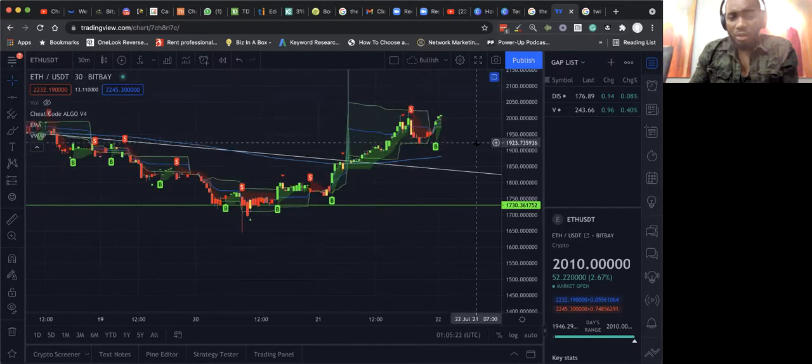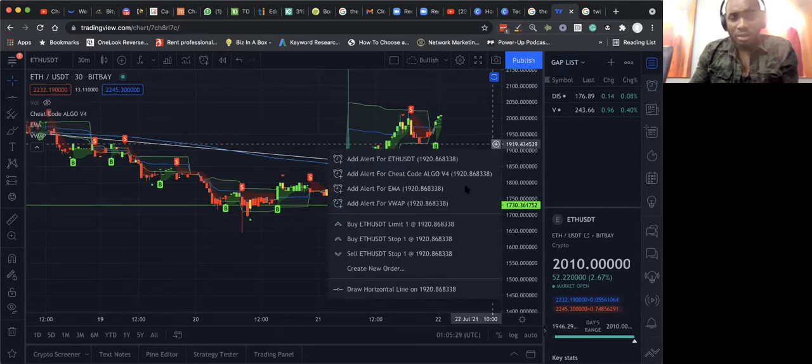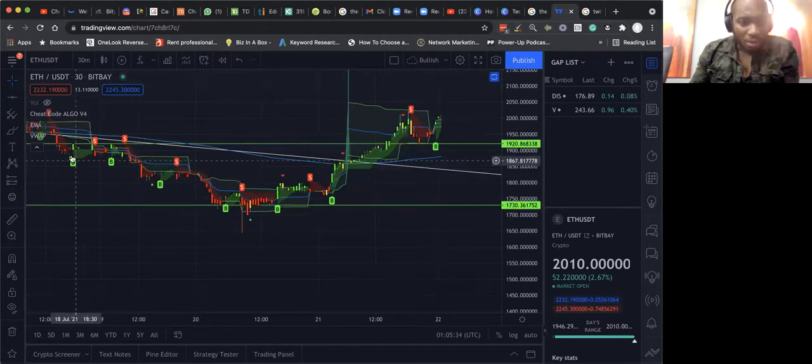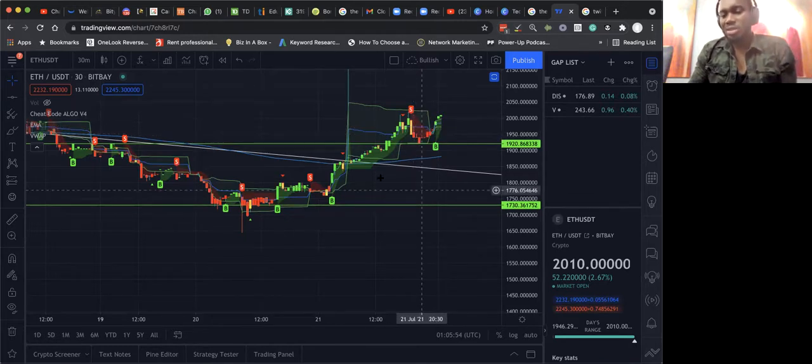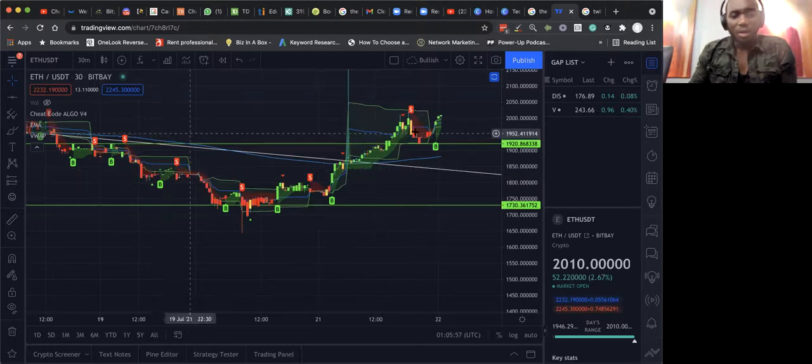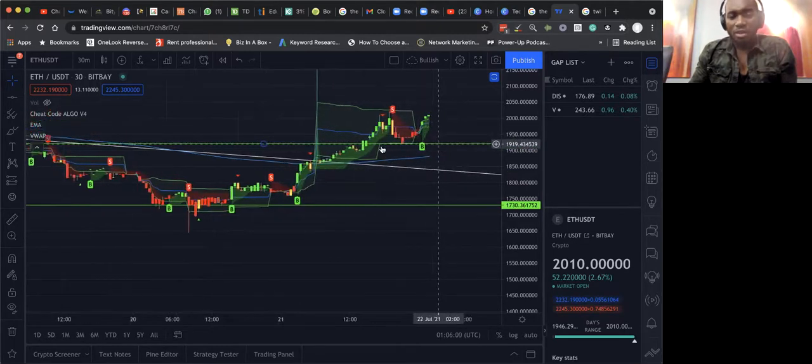Now, how about we put another line right here? Since we have what looks like a support at $1,920, because that support was resistance at some point earlier, on the 18th of July, about 3 days ago. That was resistance, and now we've broken right through it. And Ethereum is trading at 2010. Let's go. That's 2.67%. After it broke, it retested and took off again.